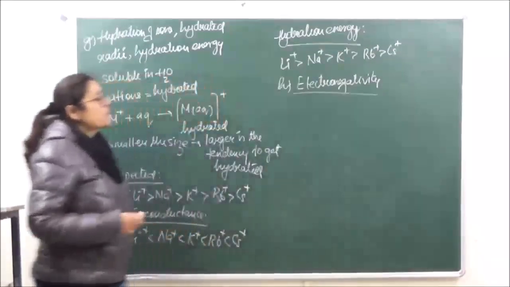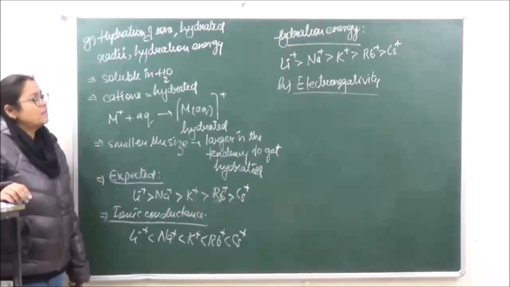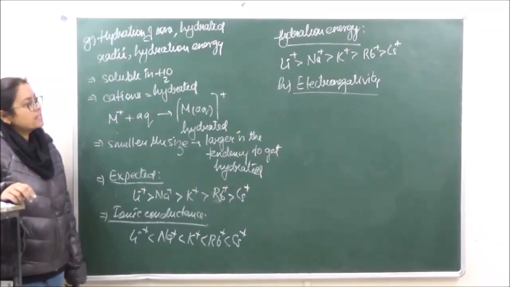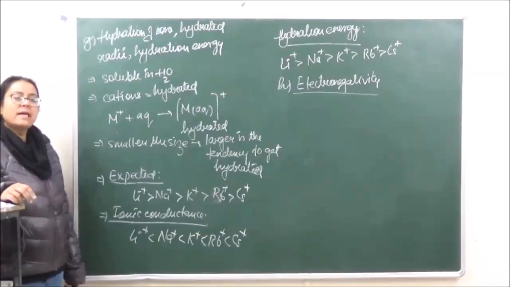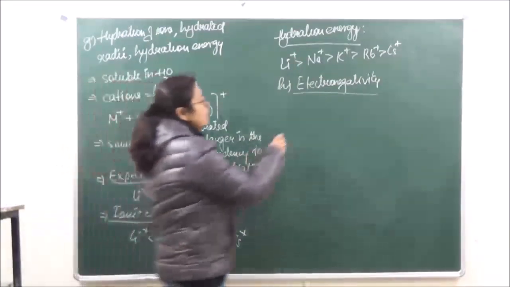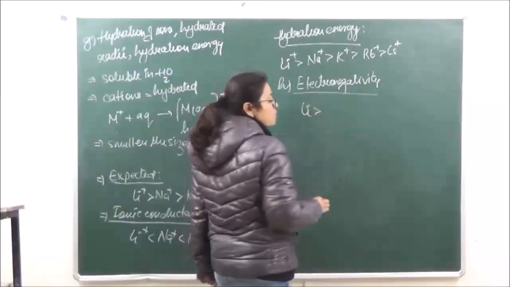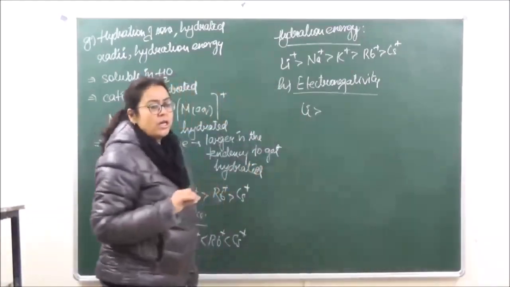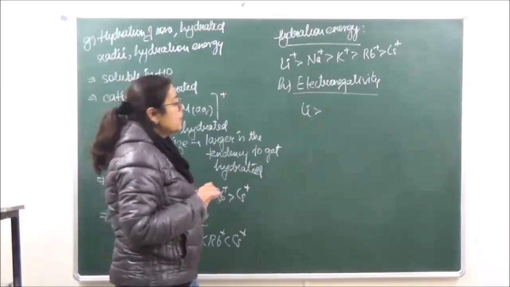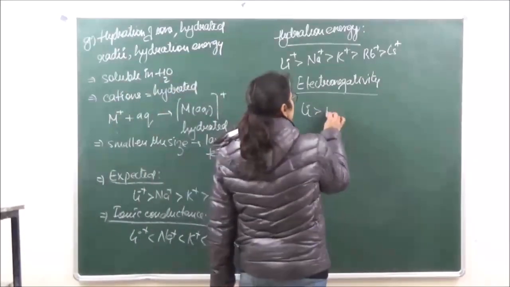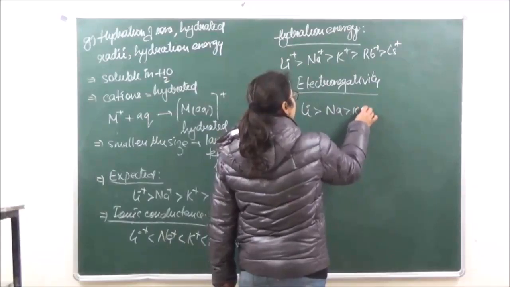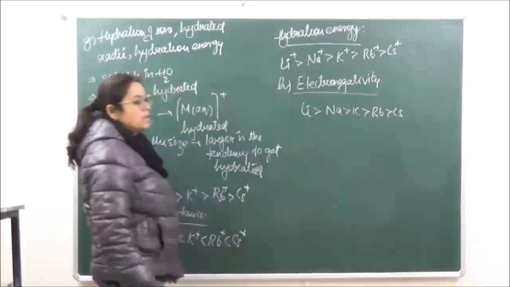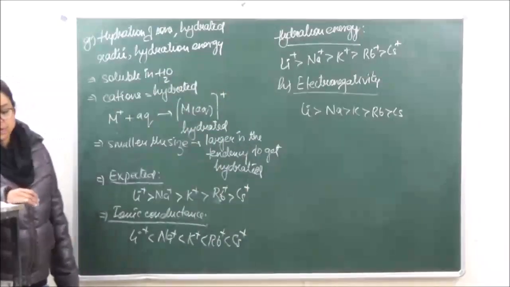Electronegativity as such does not make much sense with respect to alkali metals, because all of them are going to be electropositive in nature. But in general it is seen that electronegativity keeps on decreasing down the group. So lithium is going to be the most electronegative. Greater the value of ionization energy, more is the electronegativity. So lithium will have higher electronegativity, then sodium, then potassium, then rubidium, and then cesium. So this is the electronegativity trend.